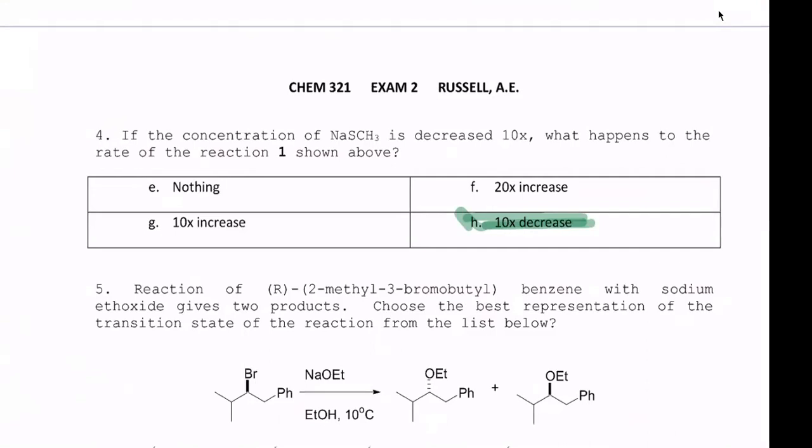All right. Questions about that? Anybody? All right. By the same token, if I increased it by 10, it should be a 10 times rate increase. If I increased it by 20, a 20 times rate increase. All right. Let's look at the last question on this part of the handout.